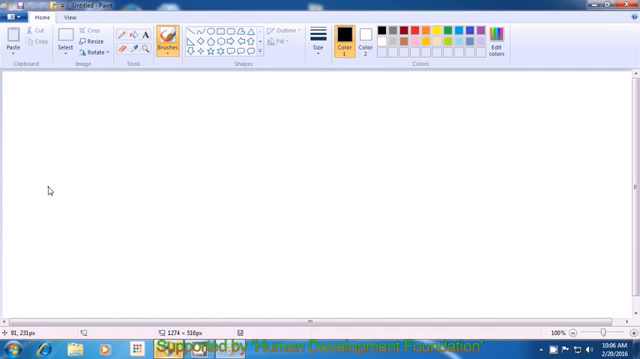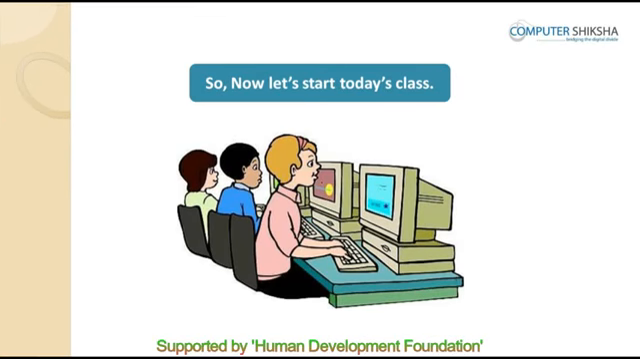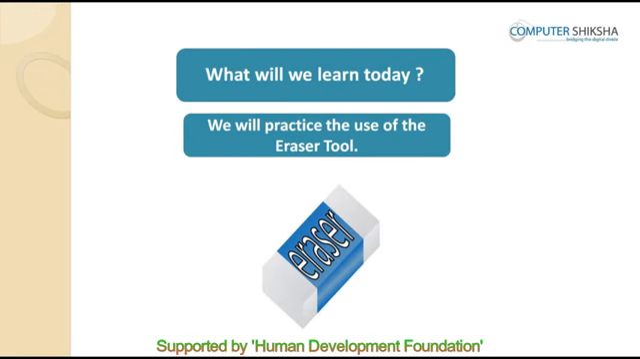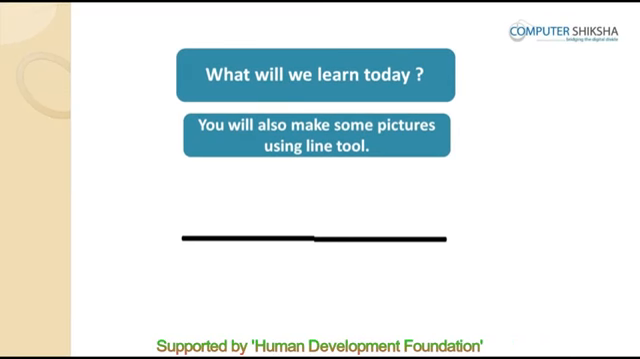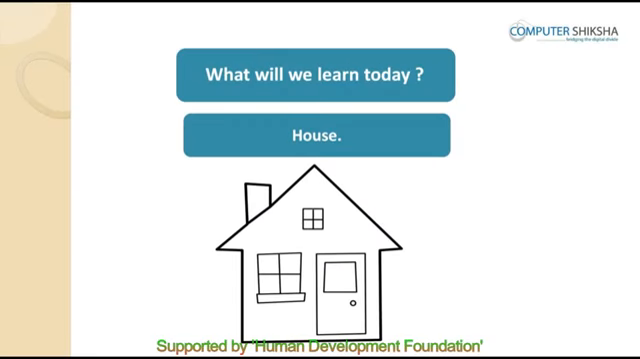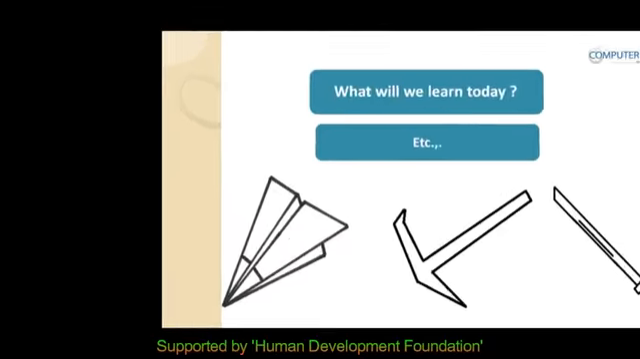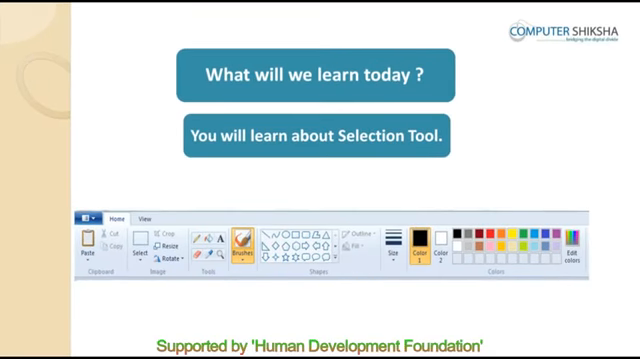Okay, go ahead. So now, let us begin with today's course. During the last class, you learned about using the eraser tool. Today, we will all practice the use of the eraser tool. Using the line tool, you will also make some pictures. You may choose to make pictures like house, star, bat, etc. Using the selection tool, you will learn to erase things.